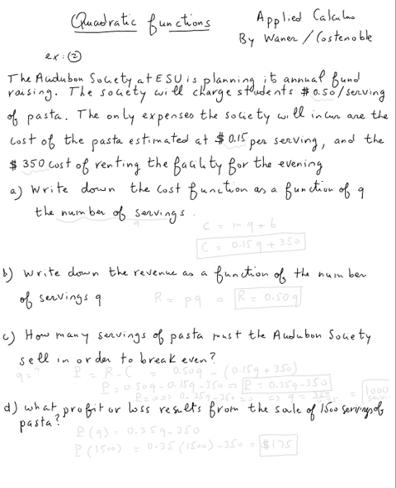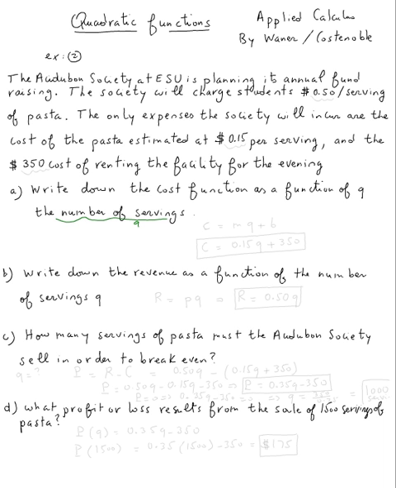The only expenses the society will incur are the cost of the pasta, estimated at 15 cents per serving, and $350 cost of renting the facility for the evening. So we need to write down the cost function as a function of the number of servings Q. So Q is the number of servings.